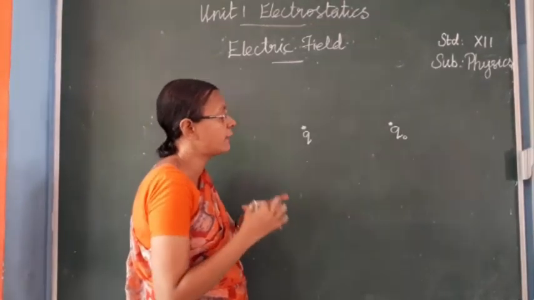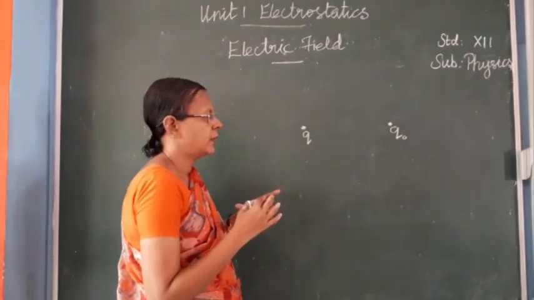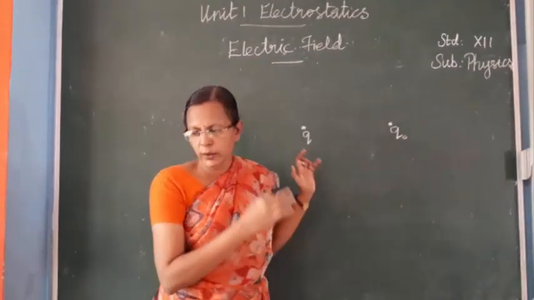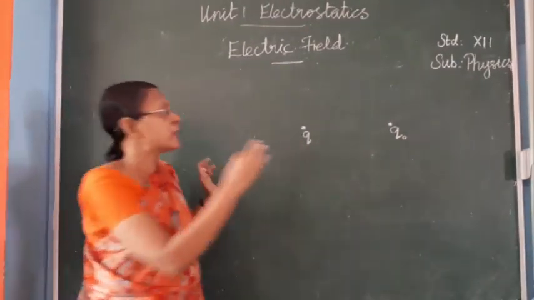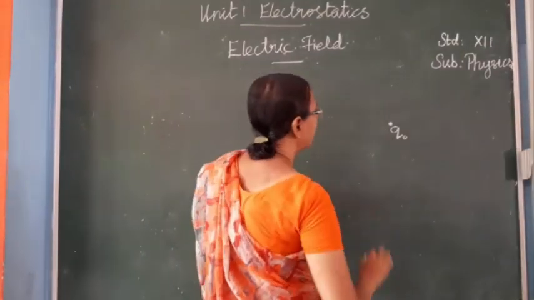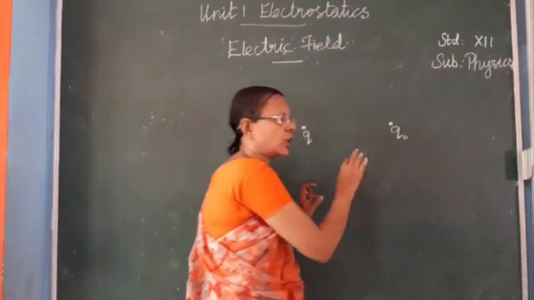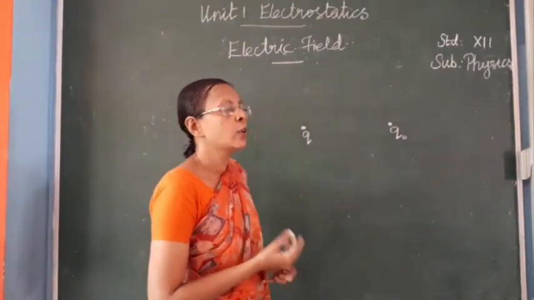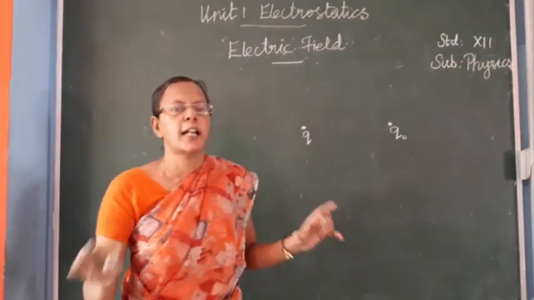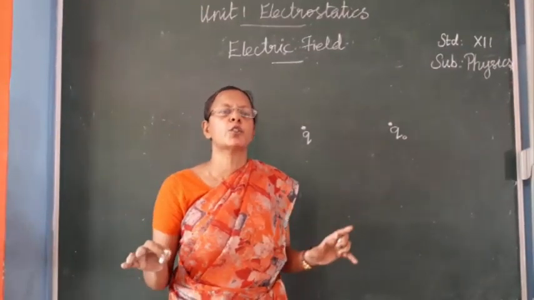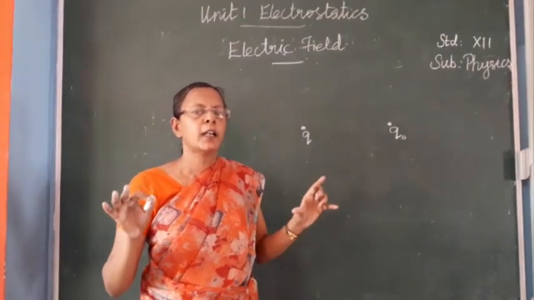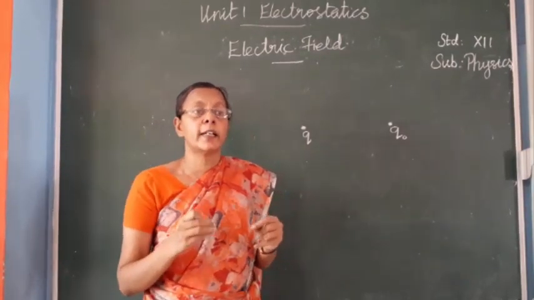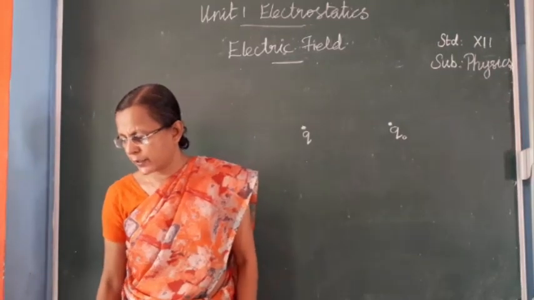How is that interaction coming, because they are kept at a distance? This we can call action at a distance. If we keep a charge near another charge, they interact with each other. When the two charges are kept at a distance and interact with each other, this is called action at a distance.